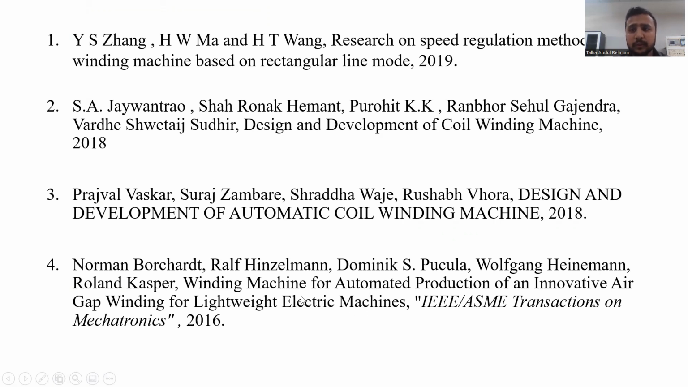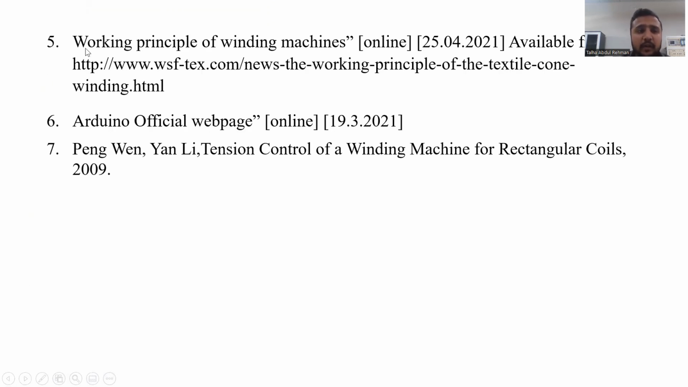This research paper is mainly about how to maintain the distance between the wires. When there is a very small distance between the wires, it will be more efficient and effective. The other one is about the principles of winding machines. We have to go through the different principles that are used for windings, and we also use the Arduino official page for Arduino programming and other things related to Arduino. And the last research paper is about the tension control of the coil wire that we are using in this project.